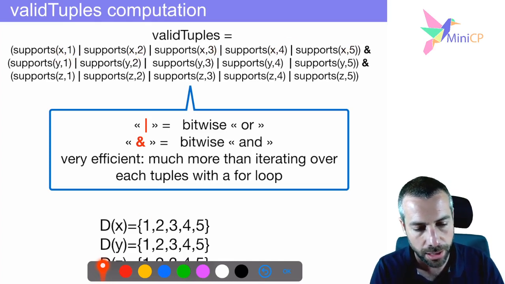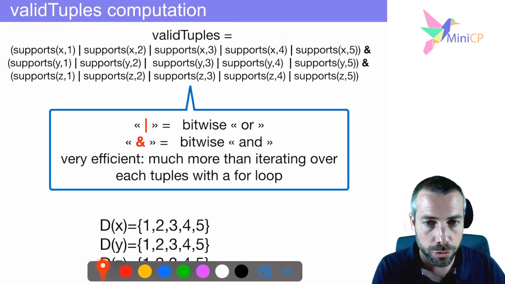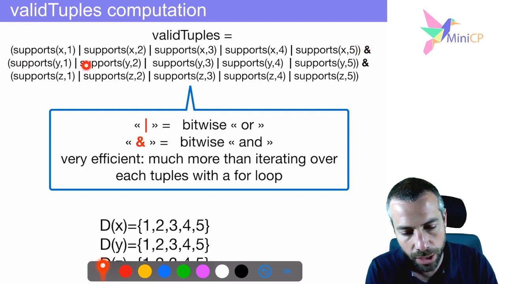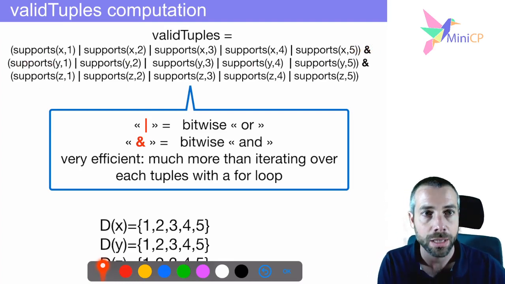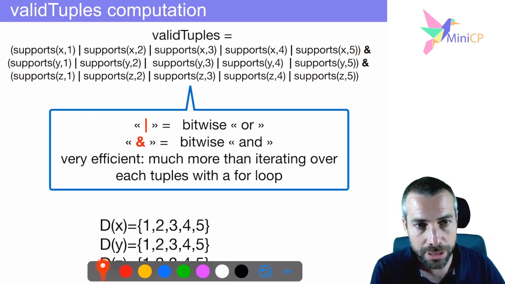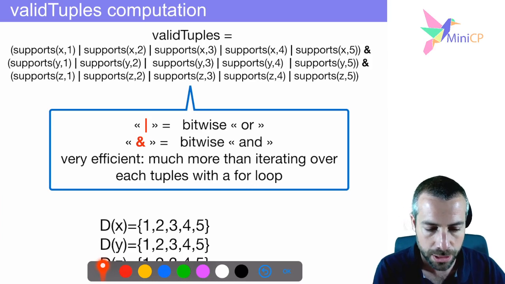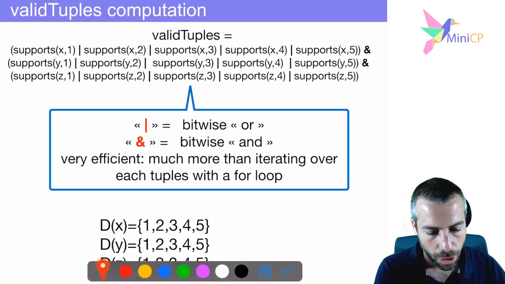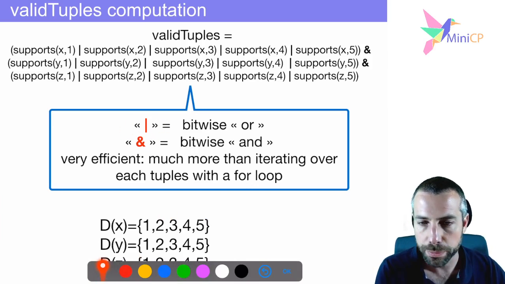So you do a logical OR between the bit sets. And of course, you need to get a support for all the variables. So you've got a logical AND with all the possibilities for y and for all the possibilities for z. At the end, you've got a bit set called valid tuples that represents the supported tuples for your table according to the current domains for the variables. Of course, you know that doing this is much more efficient than using a for loop, right?